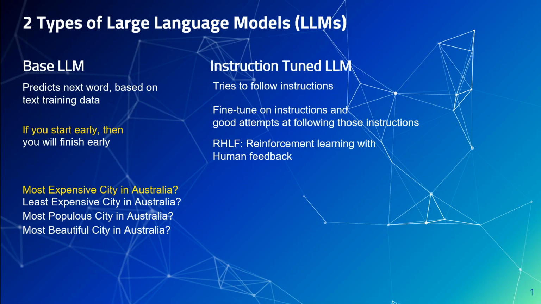So when you ask it "most expensive city in Australia" and instead of giving you the correct answer it produces quiz like answers, you guide it to the correct answer. And then next time when you ask it, based on previous learning, this instruction tuned LLM gives you the correct answer. These LLMs are further refined by using a technique called RLHF, which stands for reinforcement learning with human feedback, to make the system better follow the instructions.